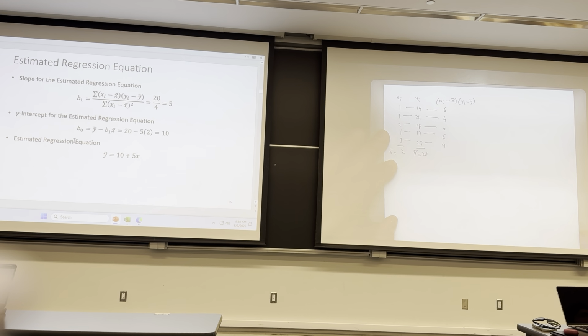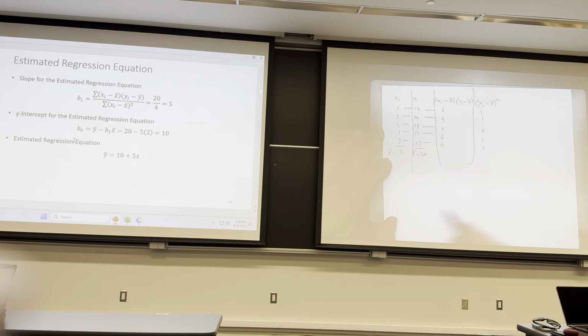Okay. Now I got this column, and then I have another column, (X_i minus X bar) squared. So let me just draw a line over here, so that you can see the separation. Now, that is 1, 1, 0, 1, 1. How did I do it? From 1, I subtract 2, answer is 1, squared is 1.